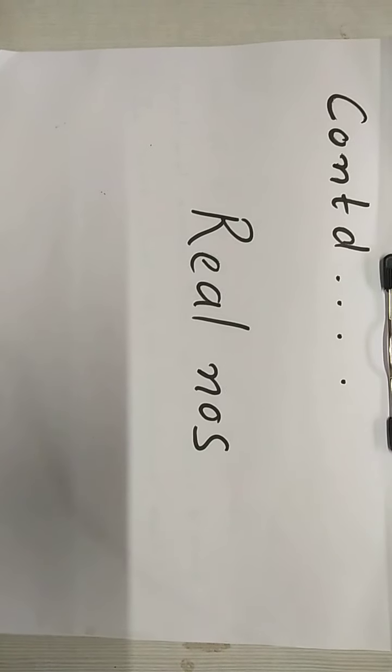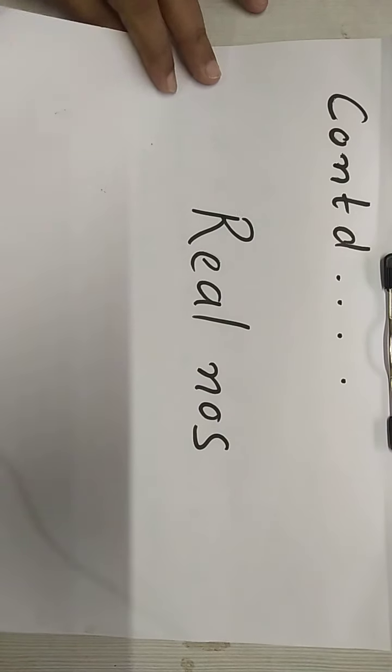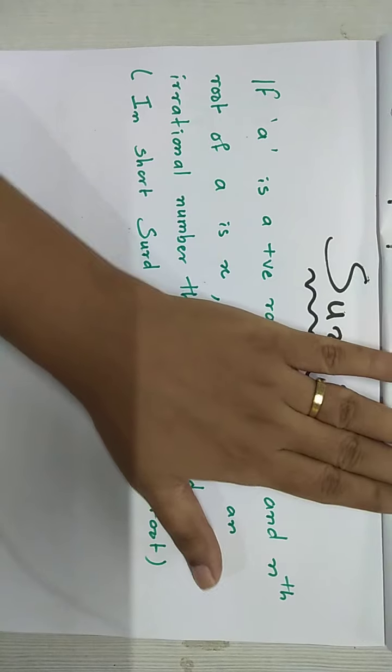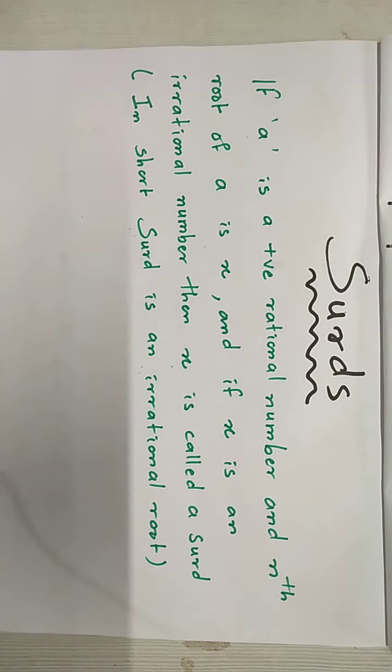We'll be continuing with the real numbers lesson. Yesterday we learned about real numbers root 2, root 3. We learned a theorem about root 2 and we also learned how to construct root 10 on the number line. Today we'll be learning further in the lesson. We'll be learning about surds. The next topic in this lesson is surds.